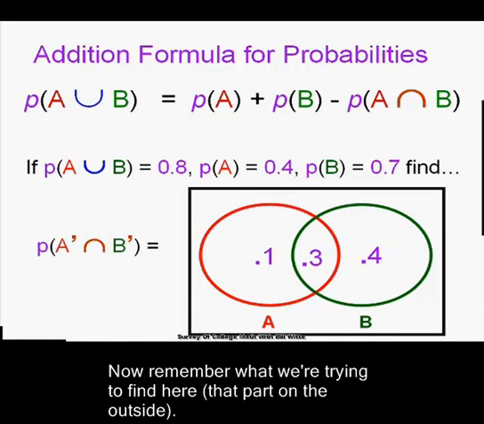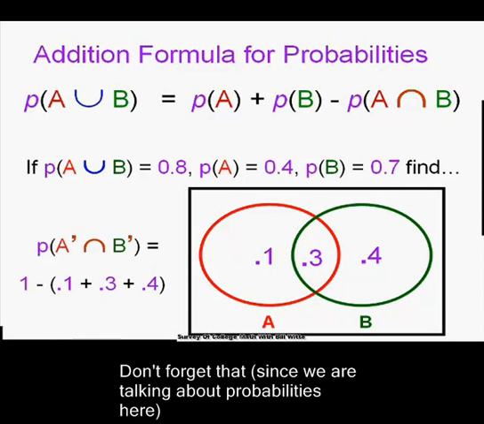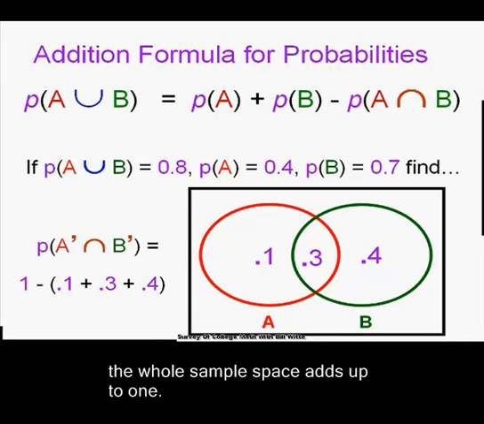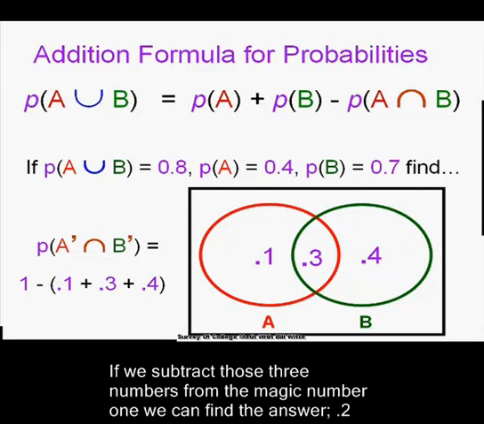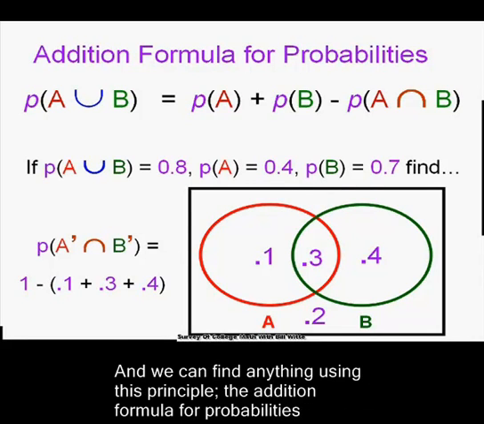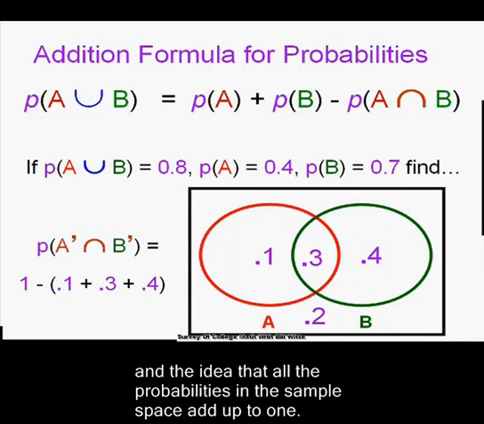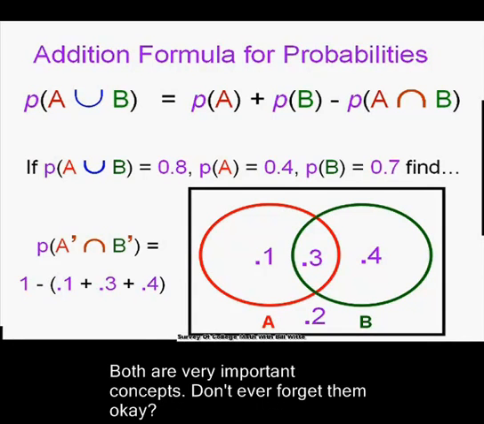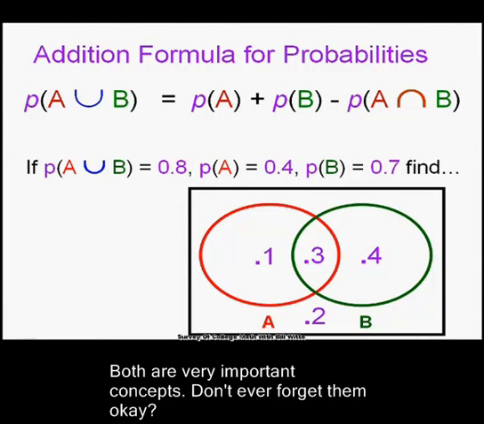Now remember what we're trying to find here, that part on the outside. Don't forget that the whole sample space is 1. So if we subtract those three numbers, 0.1, 0.3, and 0.4, from the magic number 1, we know that it's 0.2. So we can find out really anything using this principle, this addition formula for probabilities, and the idea that all the probabilities in a sample space add up to 1. Very important. Don't ever forget that one. Thank you, sir. May I have another?